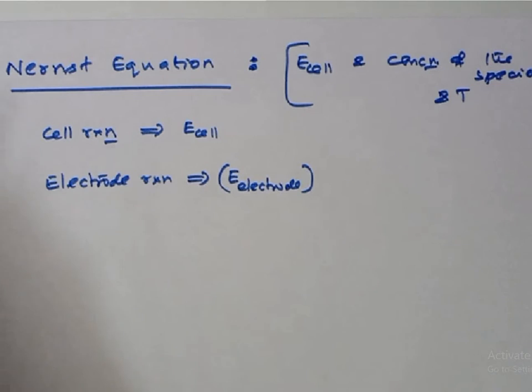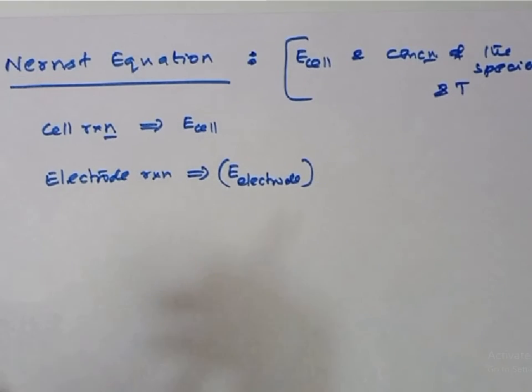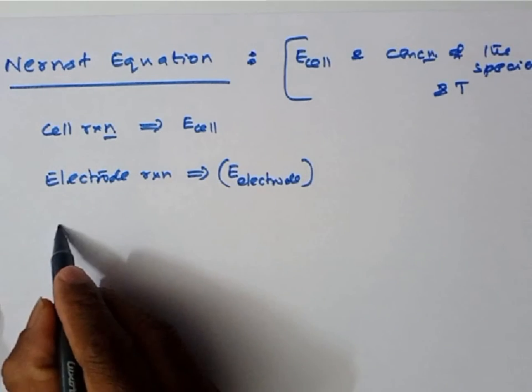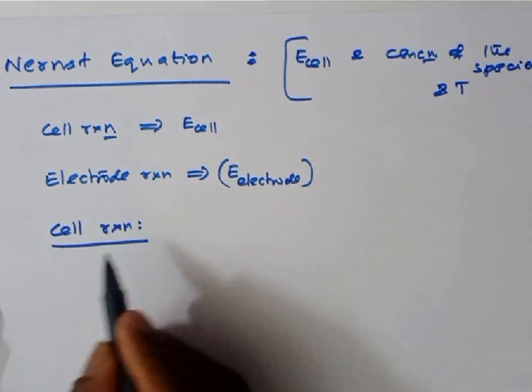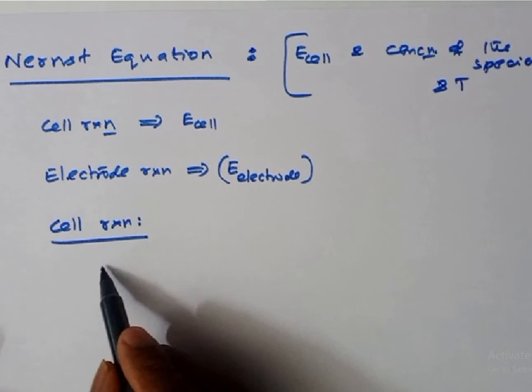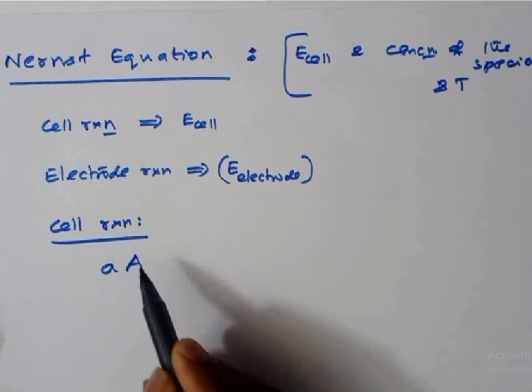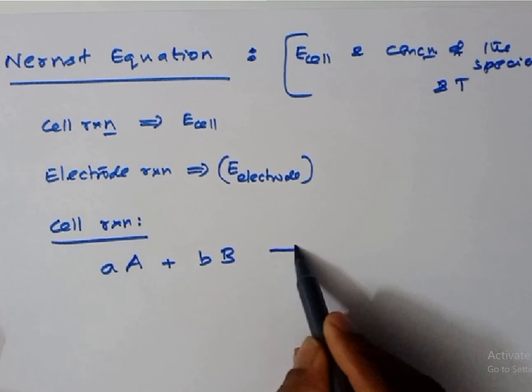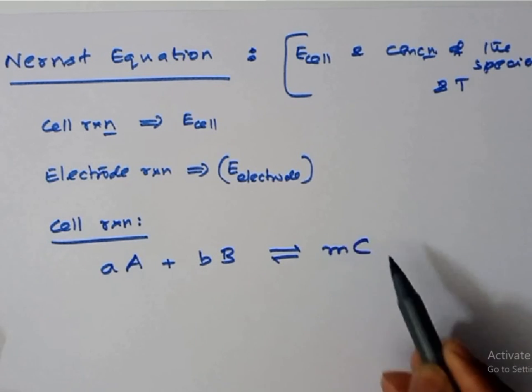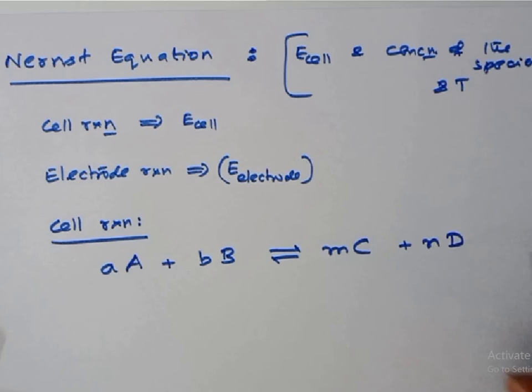Right? Now, what is Nernst equation? Students, observe this carefully. Suppose in a cell some cell reaction takes place. Consider a cell reaction, say A moles of some species A reacts with B moles of some species B, giving M moles of some species C and N moles of some species D.